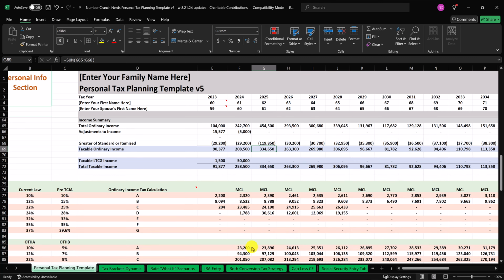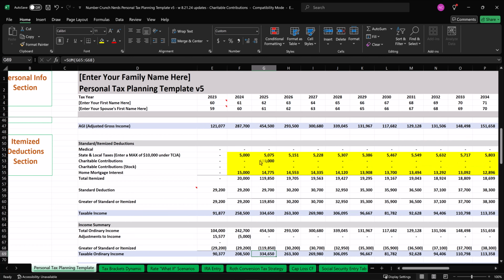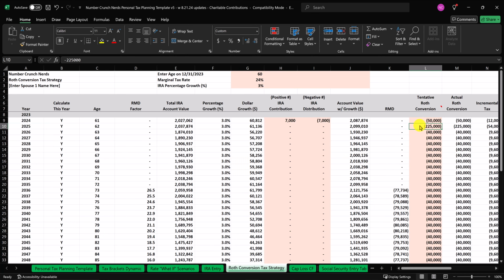And that makes sense because originally we had $40,000 in here. We added another $60,000. So we should be able to do about another $60,000 of Roth IRA conversion and hit the top of that bracket. So let's try that. I'm going to go back over here. I'm going to add 60,000 to this. So we'll make that 285 instead.